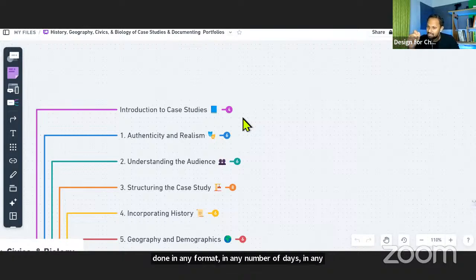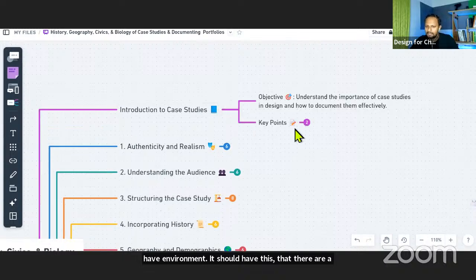Okay, but a case study is actually studying a particular case in a very detailed way. It should have people, it should have place, it should have environment, it should have this, that. There are a lot of things available, right? Your head will spin the moment you see this word, case study. But let me make it very simple.